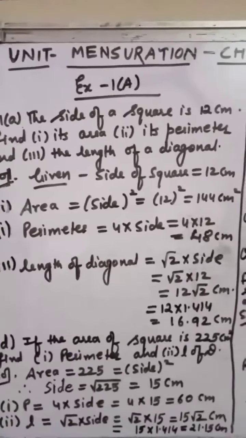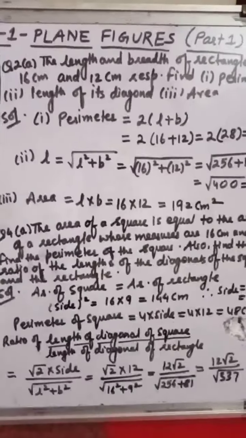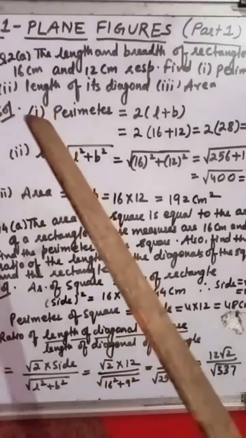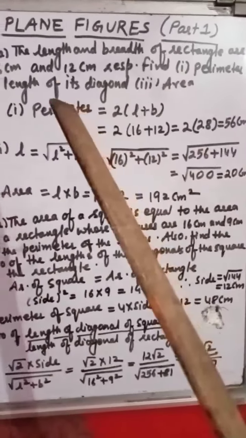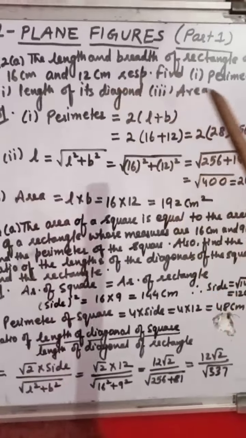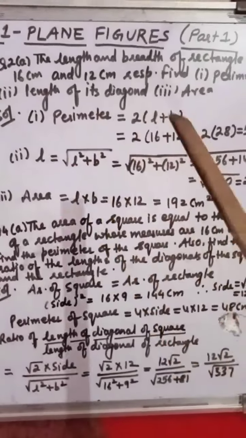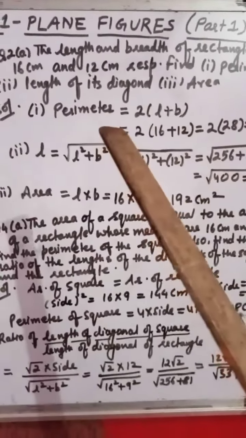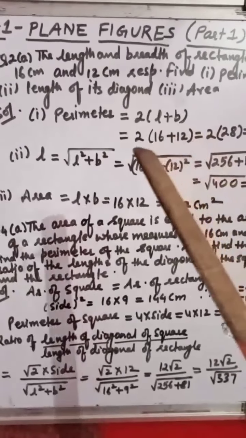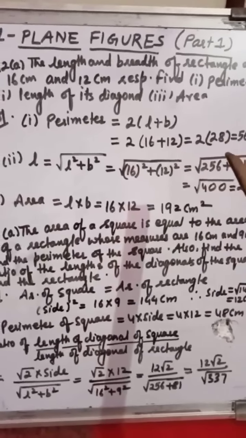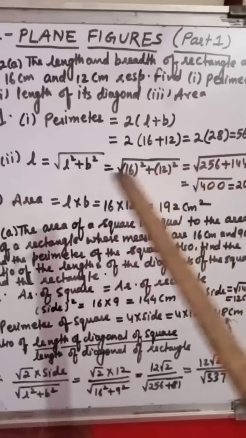Now we move to question number 2. Now in question number 2, the length and the breadth of rectangle are given 16 and 12 centimeter. We have to find out the perimeter, length of diagonal and area. Perimeter of rectangle is 2 into (L plus B), which is 2 into (16 plus 12), is 2 into 28, which is 56 centimeter.